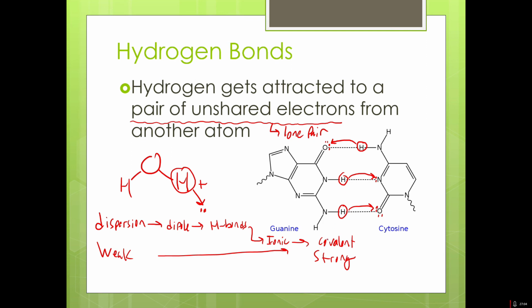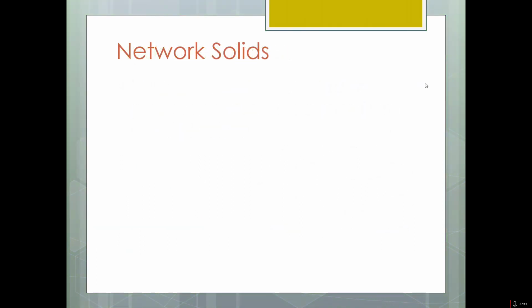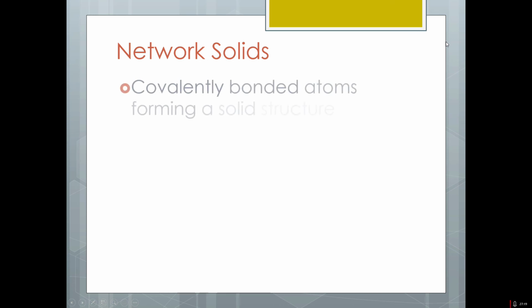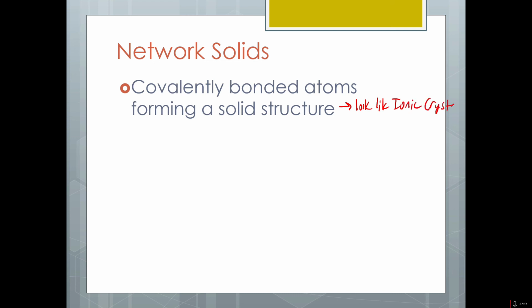All right. Now, on the topic of covalent bonds, there are actually some covalent solids, covalent crystals that are created with covalent bonds. These are what we call network solids. So a network solid is covalently bonded atoms forming a solid crystalline structure. So they look like ionic crystals, but rather than ionic bonds holding them together, you get covalent bonds.